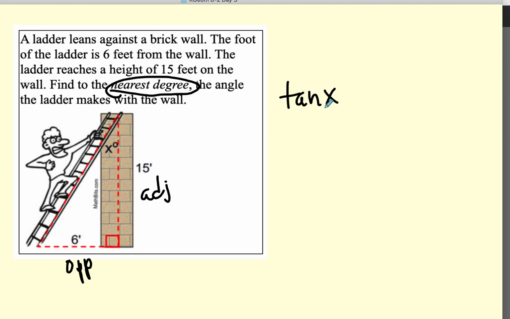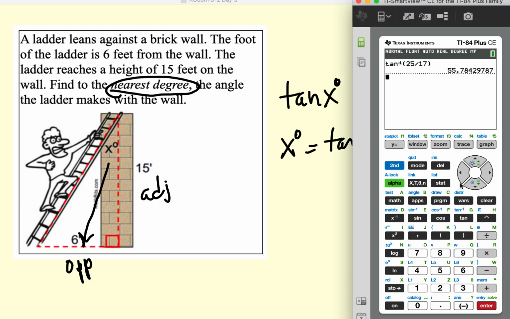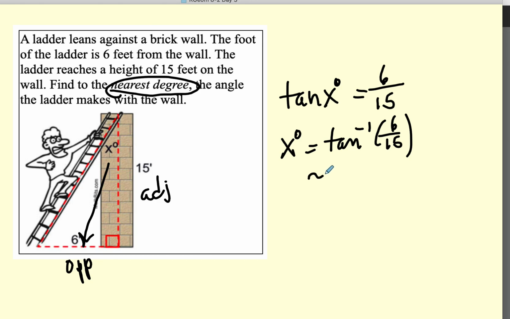Tangent of X degrees is equal to, remember, the opposite, which is 6, over the adjacent. So X degrees, and use this inverse symbol, tan inverse of 6 over 15. Let's use our calculator. Tan inverse, and this is 6 divided by 15. And this angle is 21.8 degrees.